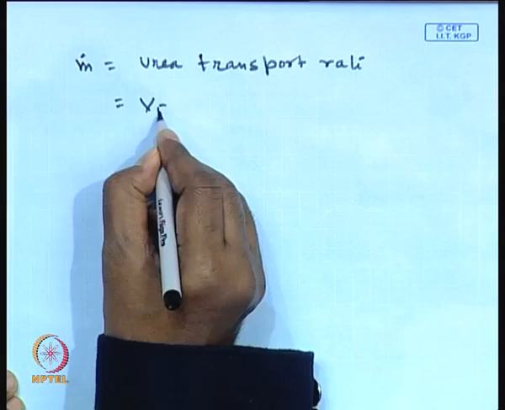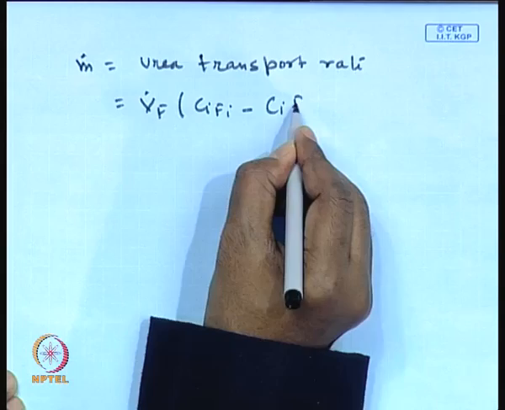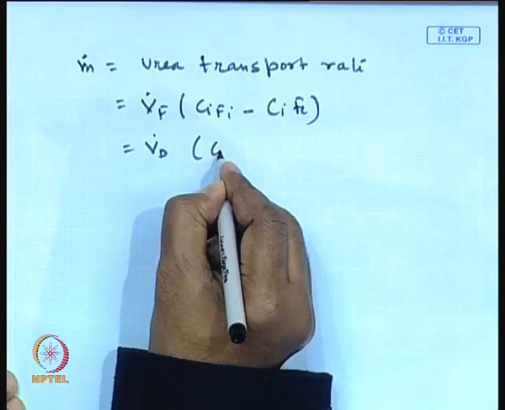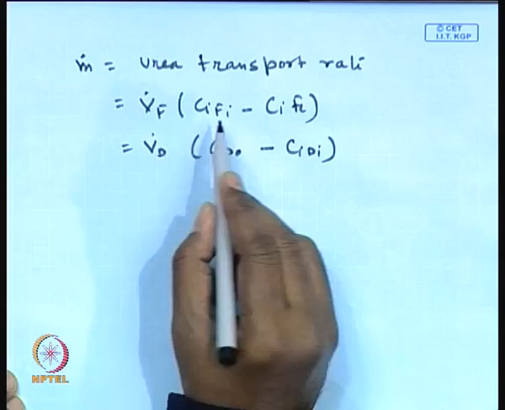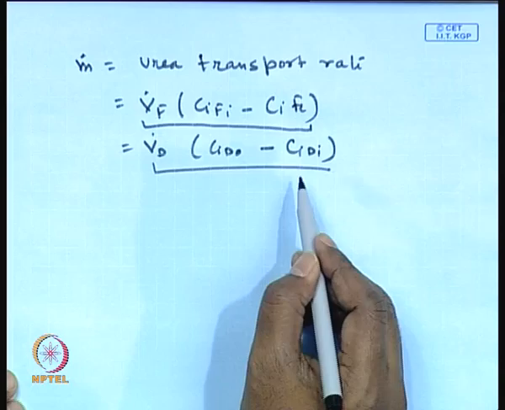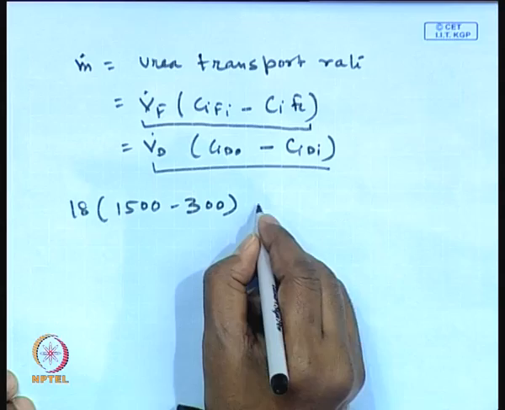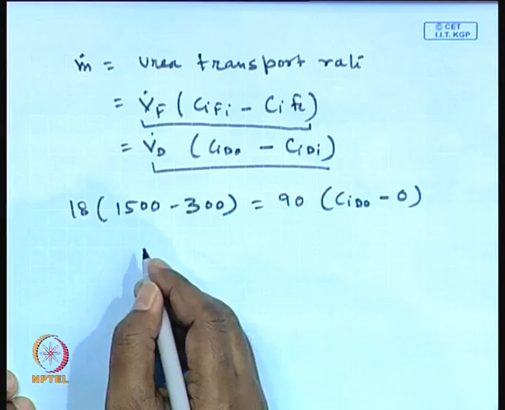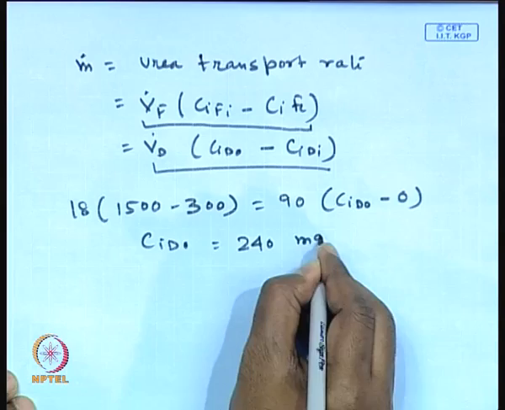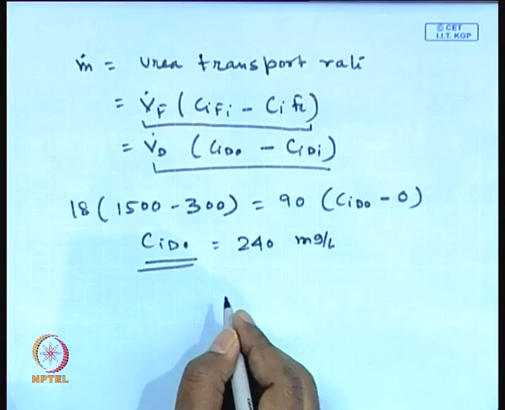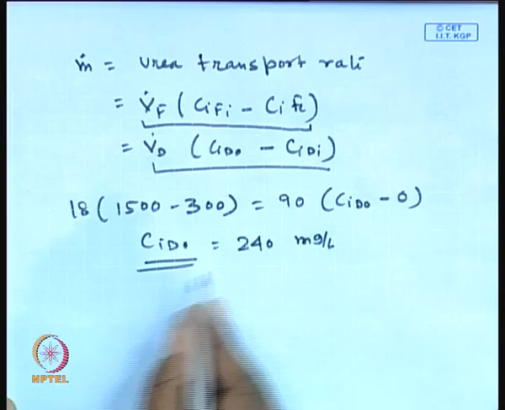So, this will be nothing but V f dot into C I f i minus C I f e is equal to V d dot into C I d o minus C I d in. Okay. So, this is the amount of urea lost in the feed chamber equal to the amount of urea gained in the dialyzer chamber. So, if you do that, you will be getting 18 into 1500 minus 300 is equal to 90 C I d naught minus 0, and C I d naught turns out to be 240 milligram per liter. Okay. So, the outlet concentration in the dialyzer will be containing 240 milligram per liter urea at the steady state. Now, we will solve the case 1. Okay.